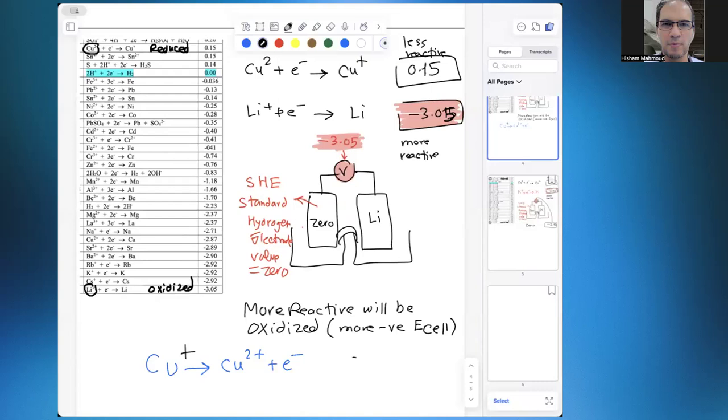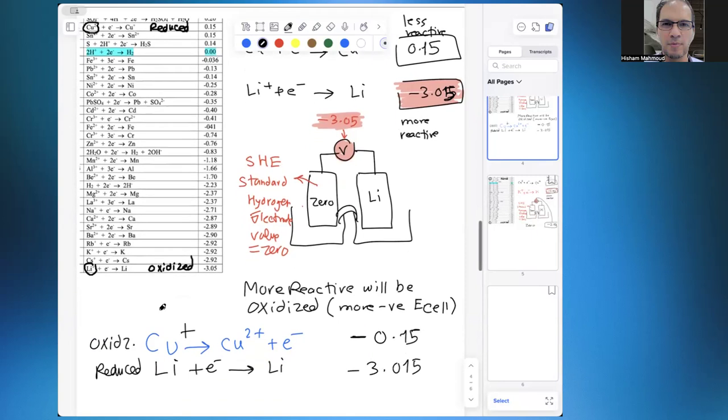Okay, what is the value of this one, Mister? It will be negative 0.15. What if I put this with the lithium? The lithium will be as it is. Why do you keep it as it is? Because it is reduced. How did you know that this is reduced? You kept it as a reduction potential. Take care of what I'm doing now. So this will be oxidized and this will be reduced.